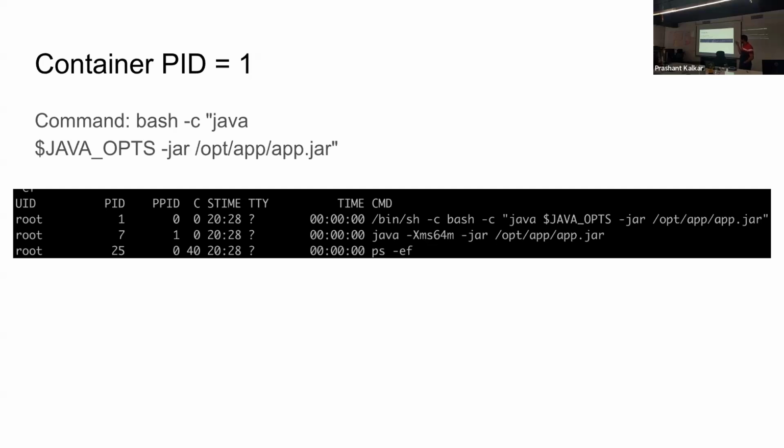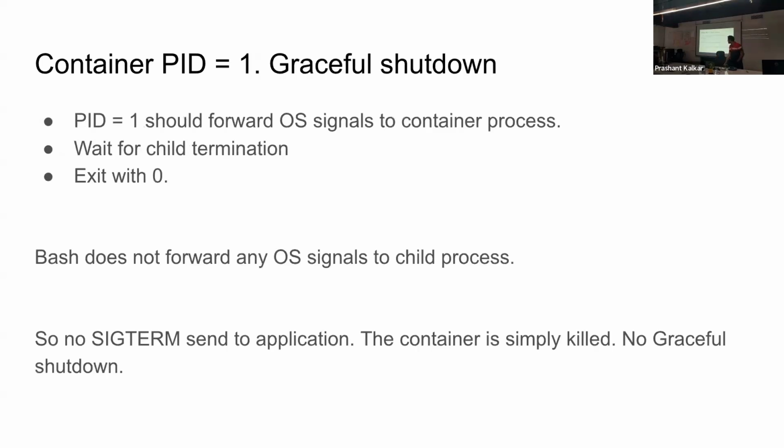Okay, and you can also see that PID 7 has a parent ID of 1. So that becomes the parent of this particular thing. The ps -ef is the command that is showing this output. So there are two processes going on. In this case, your PID 1 is actually the sh, the shell, and not the Java process.